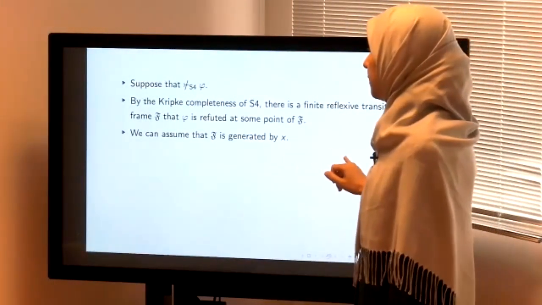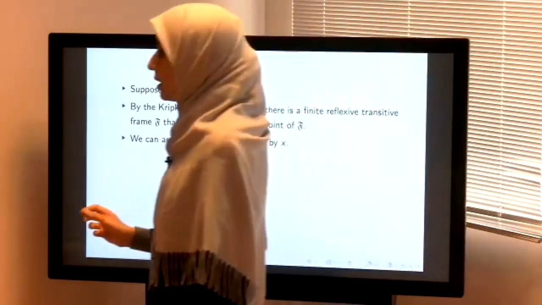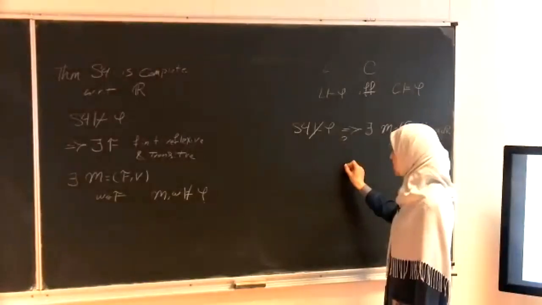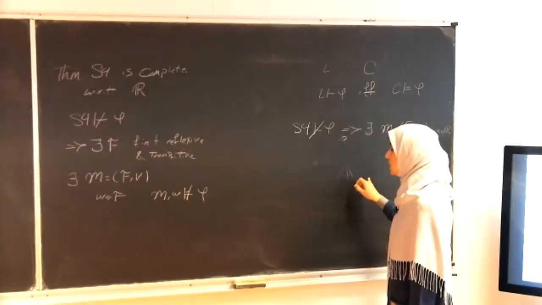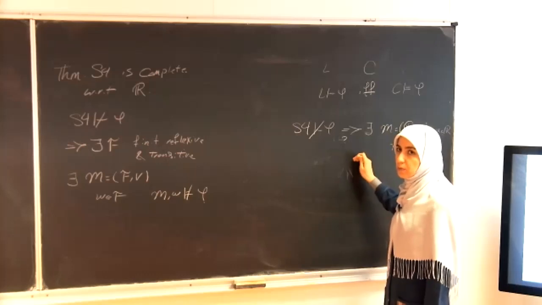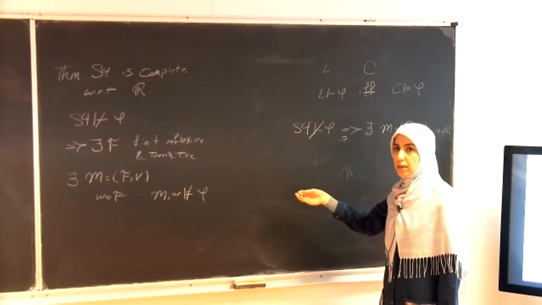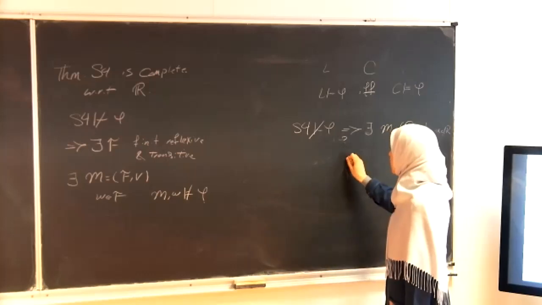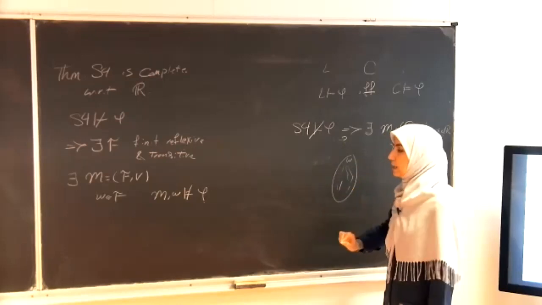We can assume that F is generated by X because in Kripke structures, as you saw, the satisfaction of a formula is just related to the points that are accessible from this point. And we said that we can define the generated subframe of, for example, the point W, which contains all points which are accessible from W.